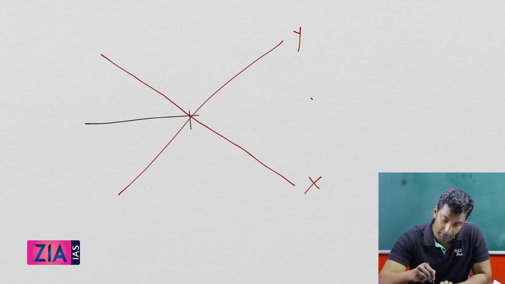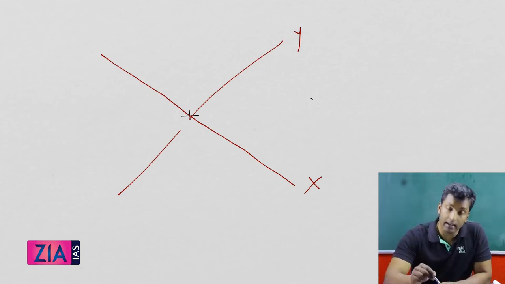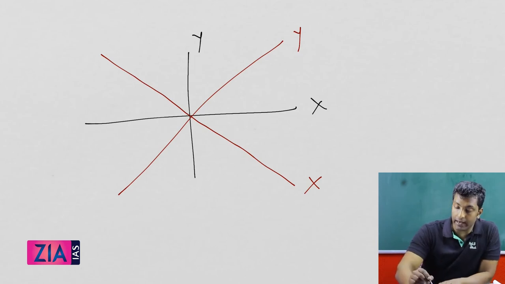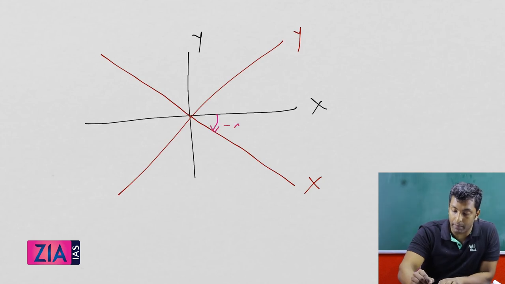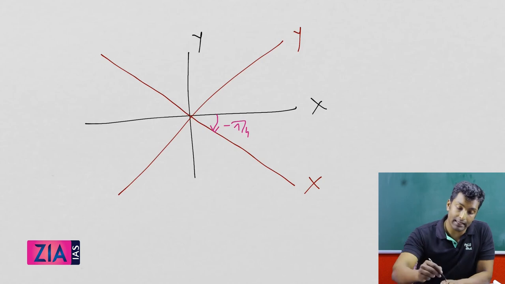This will be gone, this will be gone, this will be gone. So this is how I'll rotate the axis. Now when you're rotating the axis, you can clearly see when you're rotating 45 degrees in the clockwise direction, this is going to be minus pi by 4, right? This angle is minus pi by 4. So that's how you need to understand here.